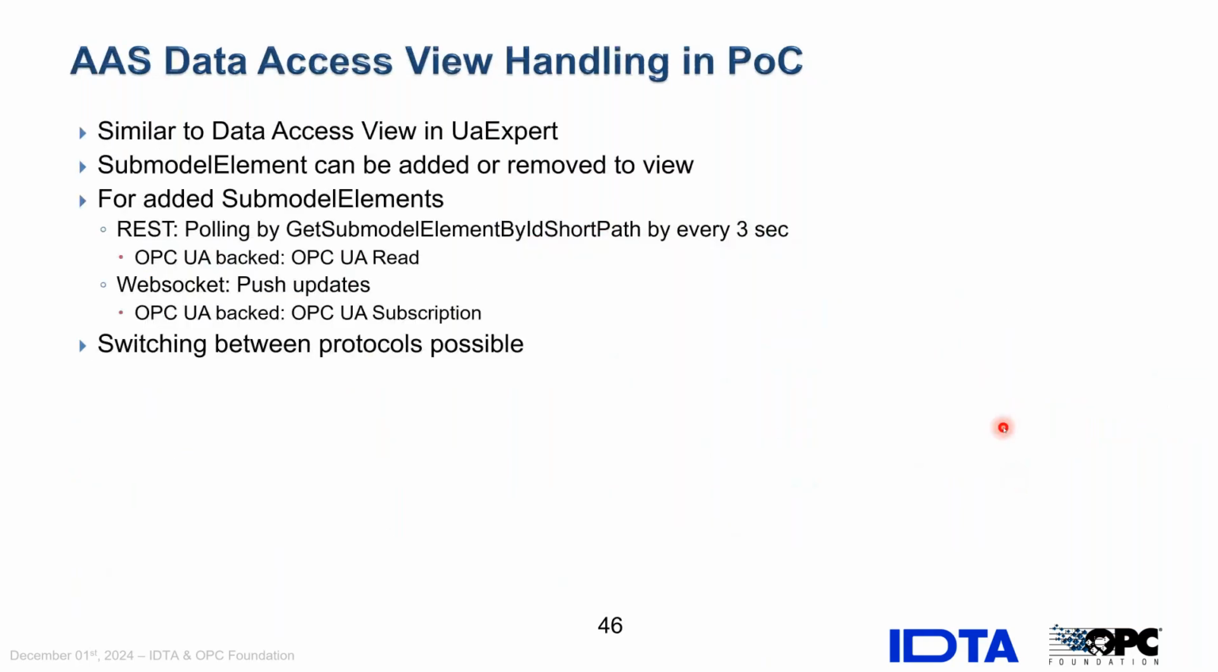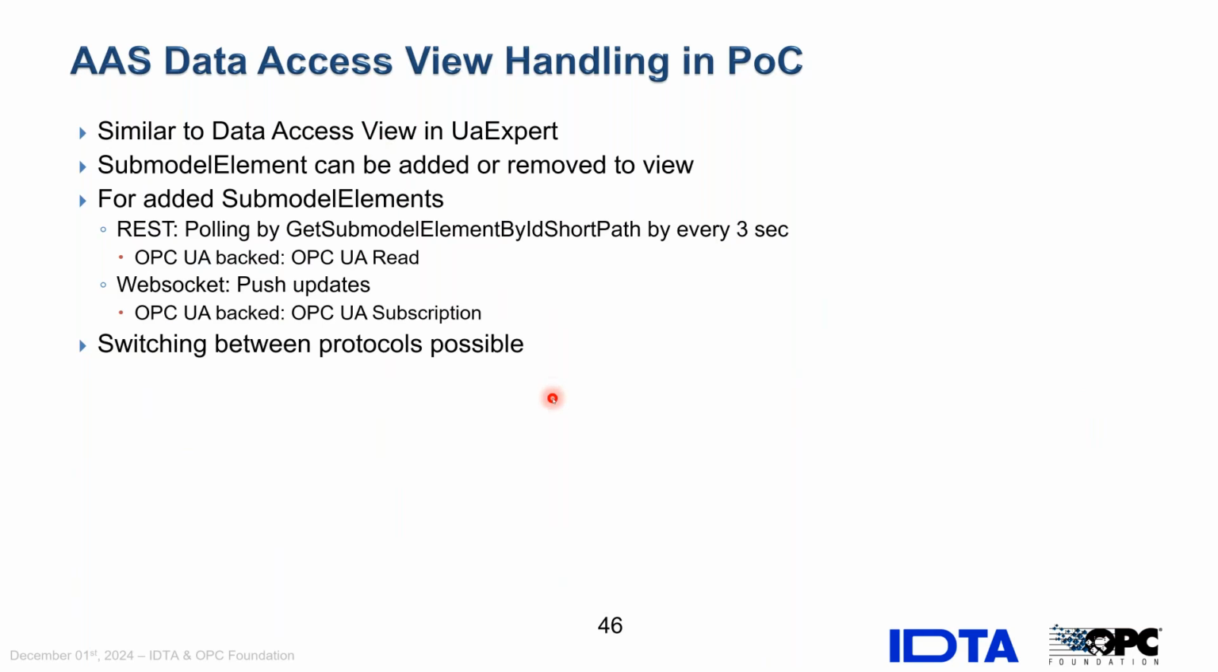So this was one factor when it comes to this POC and asset administration shell. Now, initially, I also mentioned the data access view, which is a new addition in this POC with respect to asset administration shell. As I mentioned, this is similar to the data access view in UA Expert, and currently we can add any submodel element to this data access view, or we can also remove it. In case of REST, it triggers the polling, and in case of WebSocket, it enables the OPC UA subscription.